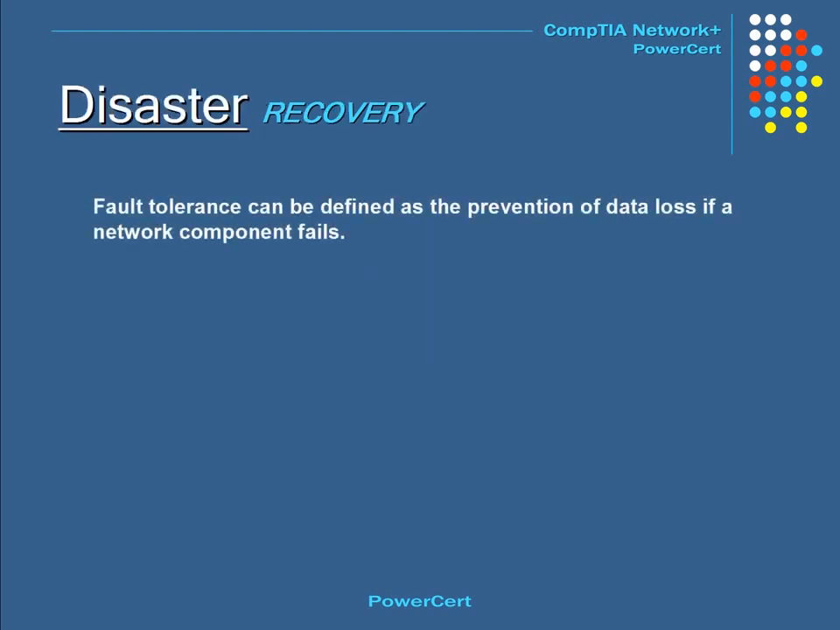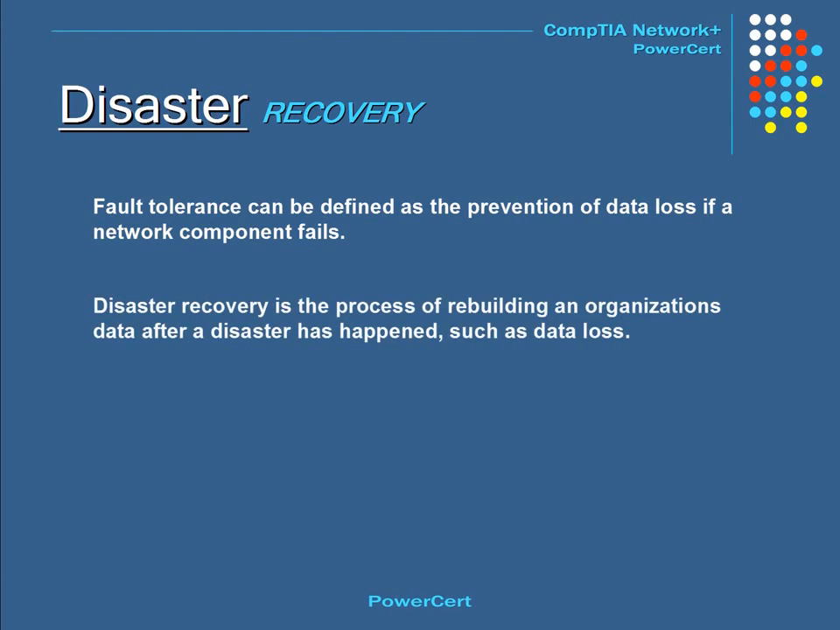Fault tolerance can be defined as the prevention of data loss if a network component fails. But in the event that fault tolerance fails, then disaster recovery would be our last option. Disaster recovery is the process of rebuilding an organization's data after a disaster has happened, such as data loss. So even if we implemented fault tolerance measures, we still need to back up our data. There are 3 different types of data backups: full, incremental, and differential.